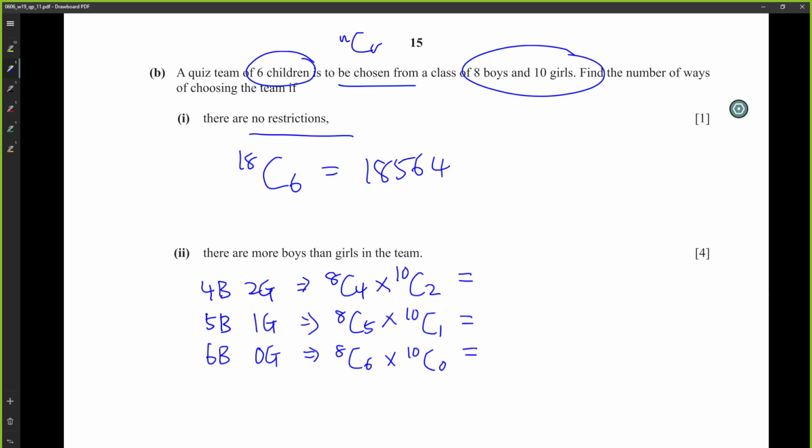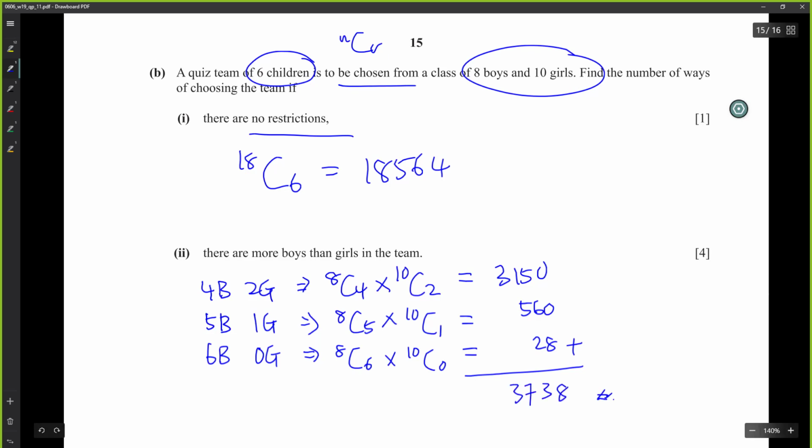8C4 times 10C2, 3150. 8C5 times 10, 560. 8C6, 28. Then you plus all of them. 3738 will be your final answer.